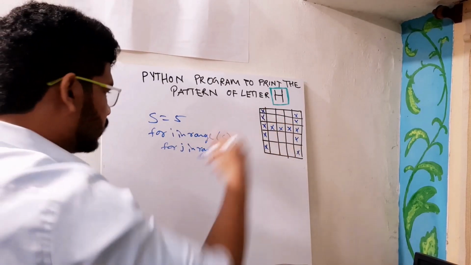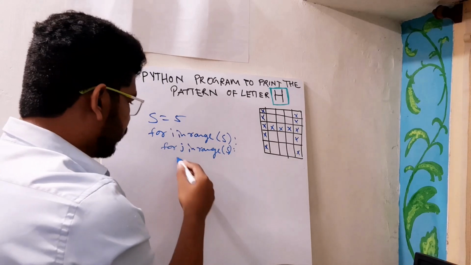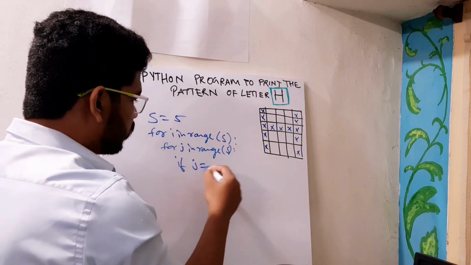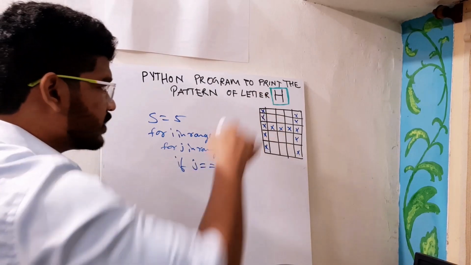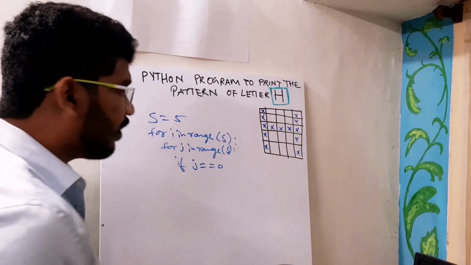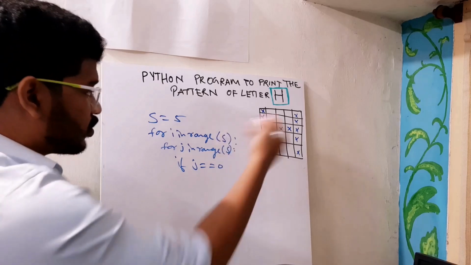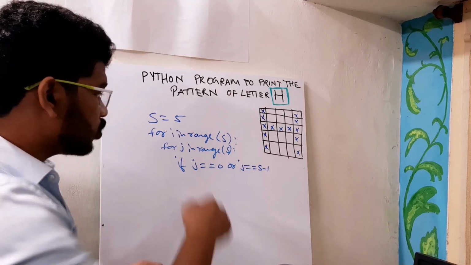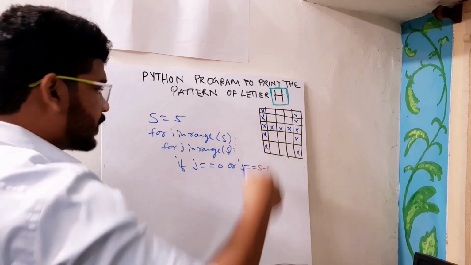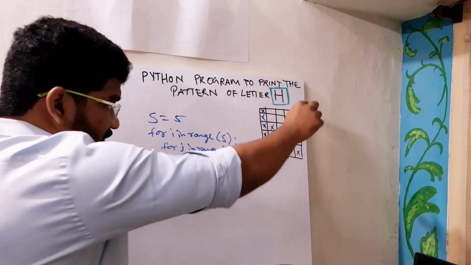j should be equal to 0. So I write the condition like if j equal to 0. That's it. If j equal to 0, this will print the first column. And I'll also write the condition for printing the last column: or j equal to n minus 1. That is not n, that is s minus 1, because here the size is s. j equal to s minus 1. So j equal to 0 means the first column, and j equal to s minus 1 means the last column.